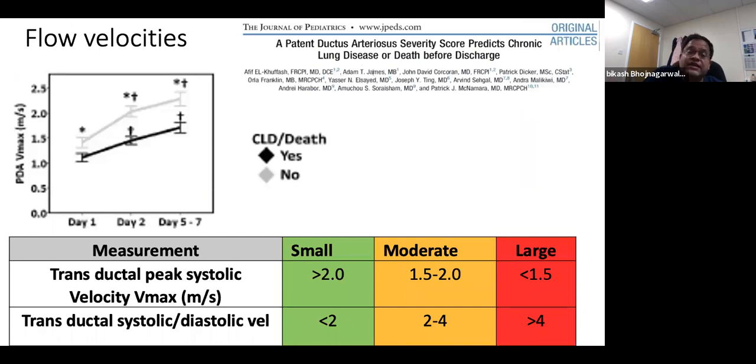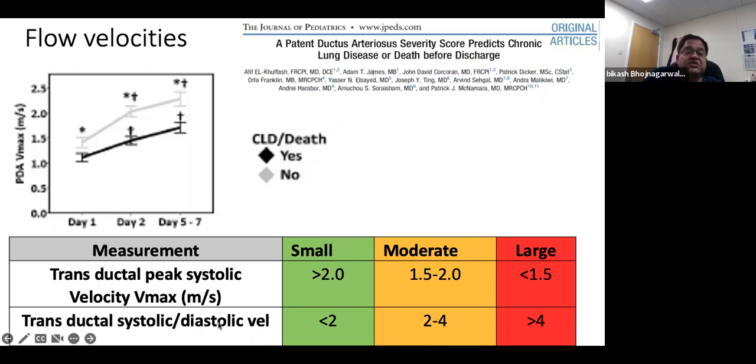So in terms of flow velocity, is there evidence to show that it is significant? Again, a paper published in terms of severity score did show that babies with low velocity flows have a high incidence of CLD and death. So this is an important parameter, and we should consider that if you have a low velocity flow in systole of less than 1.5, you should think in terms of a large shunt volume.